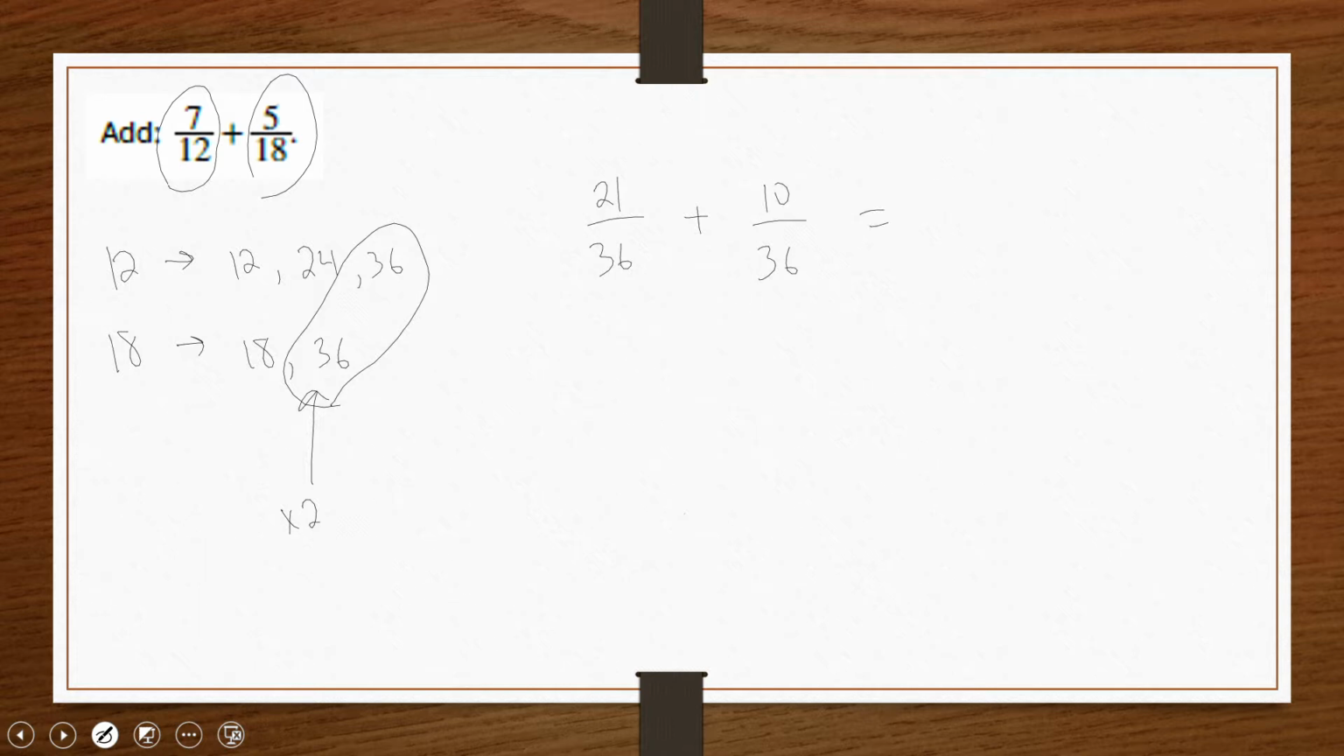And so now I can finish the problem off. My solution is going to have that common denominator. I get 21 plus 10 is 31 out of 36. Now 31 is a prime number, so we can say that this is going to be our simplified fraction, and that is ultimately the answer.